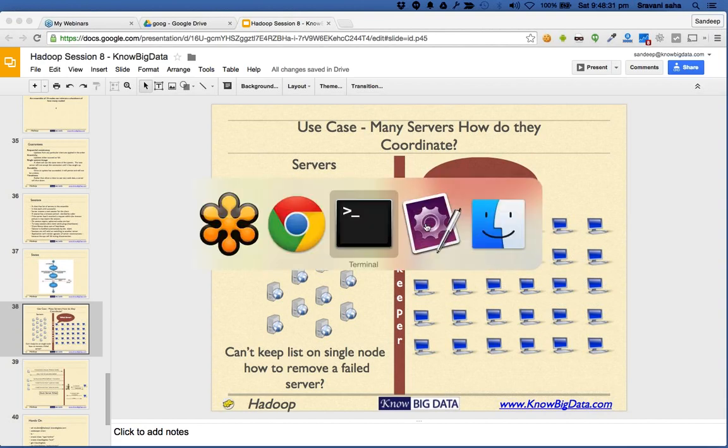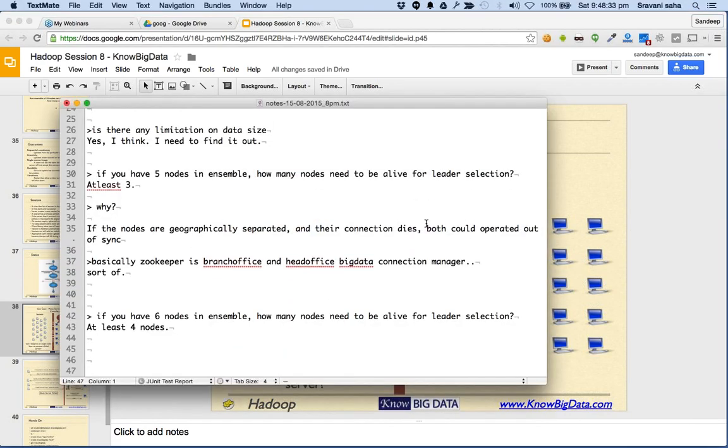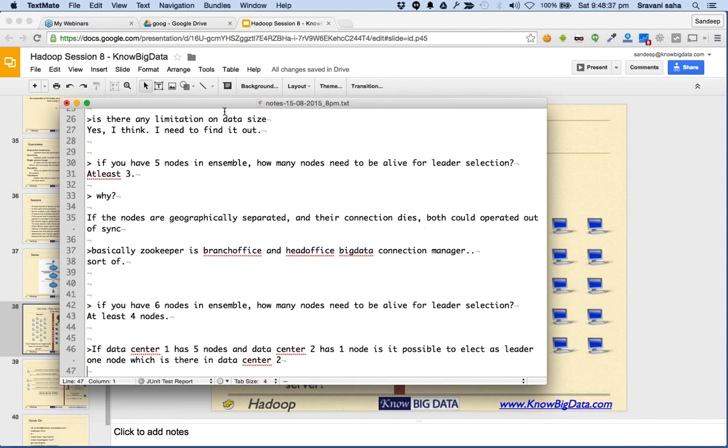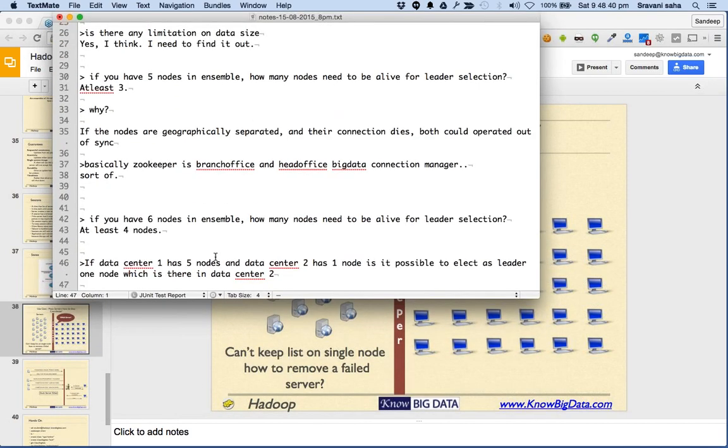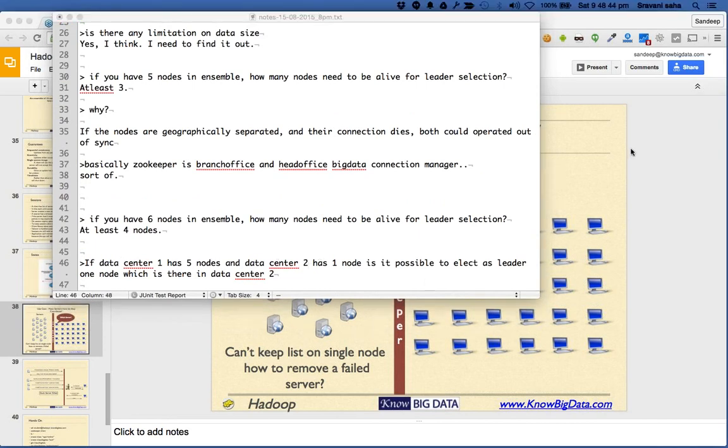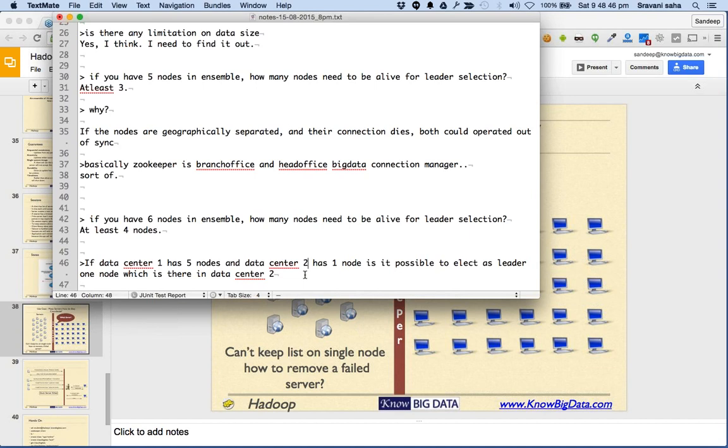Now Subba Reddy's question. Let me answer this one. The question is, if data center one has five nodes and data center two has one node, is it possible to elect as a leader one node which is there in data center two? Yes.